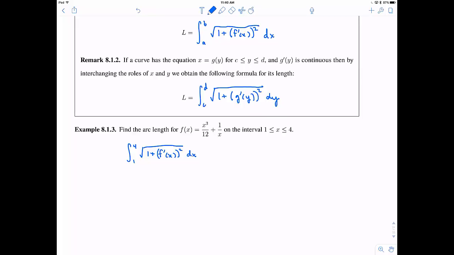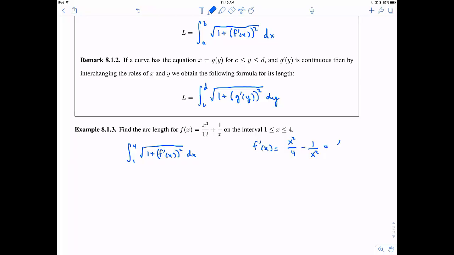Okay, so what is the derivative? That's probably the first step, to calculate the derivative. Well, the 3 comes down and I would get x squared over 4, then minus 1 over x squared, right, because this is technically the power rule with negative 1. And now, before I plug this in, let's simplify. Let me get a common denominator.